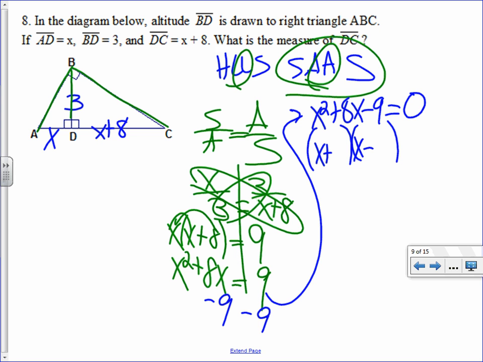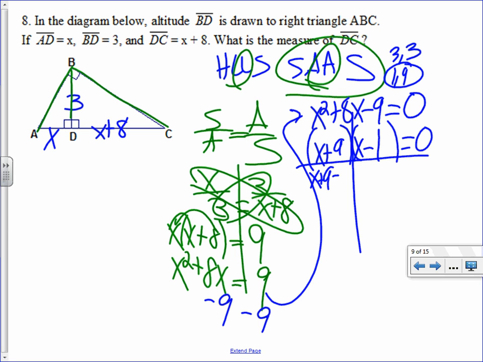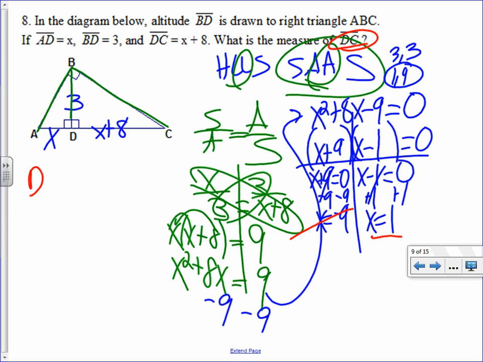Two numbers that multiply to 9. Let's see, it's 1 and 9, 3 and 3, which subtracts to 8. 9 and 1. Set each factor equal to 0. X is negative 9. X is positive 1. Side of a triangle cannot be negative, so x must equal 1. The question is asking for DC. DC is x plus 8. So DC is 1 plus 8, which makes it 9.